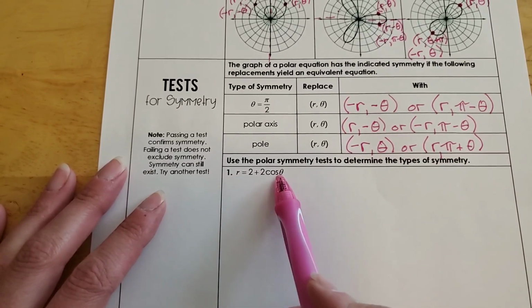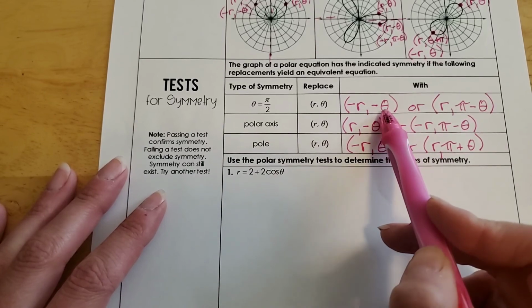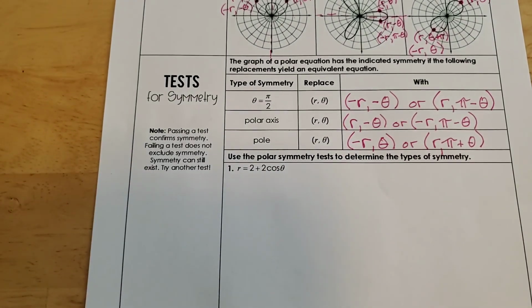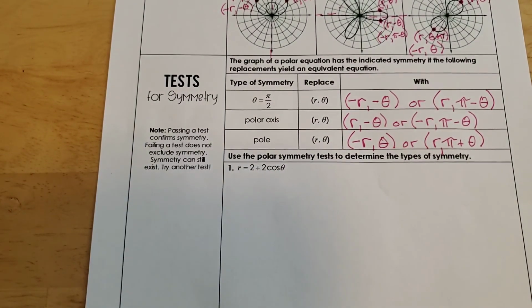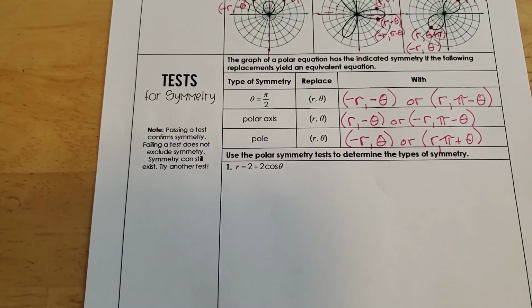Instead of r and theta, I'm going to replace r with negative r and replace theta with negative theta. And then I'm going to use those trig identities to see if I can manipulate it back to this form. It's like a trig identity, verifying an identity. And if I can do that, then it passes the symmetry test.